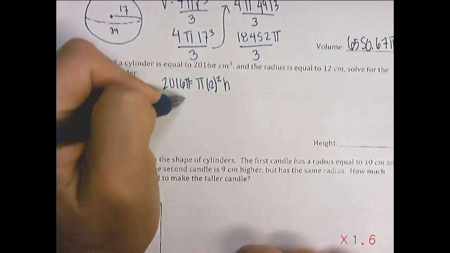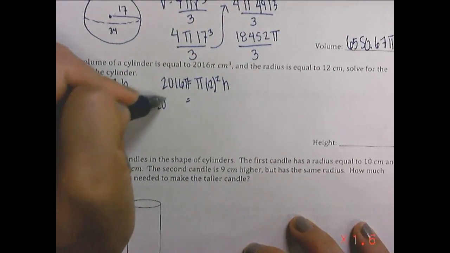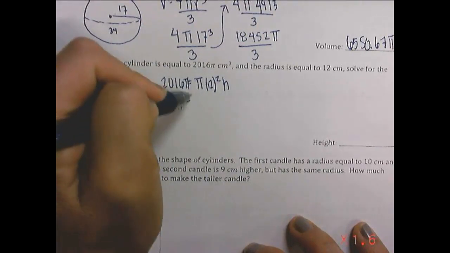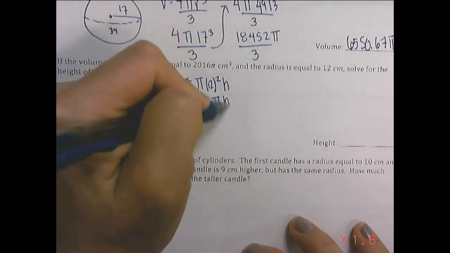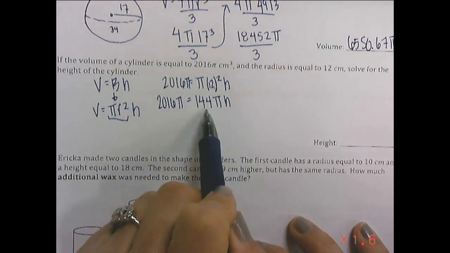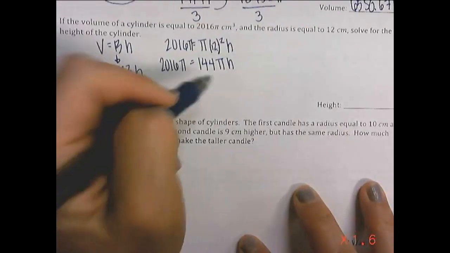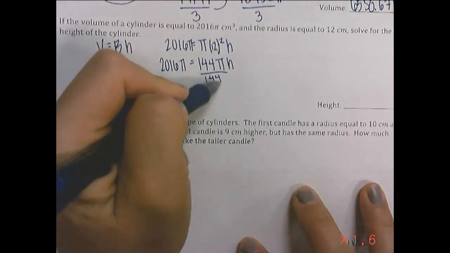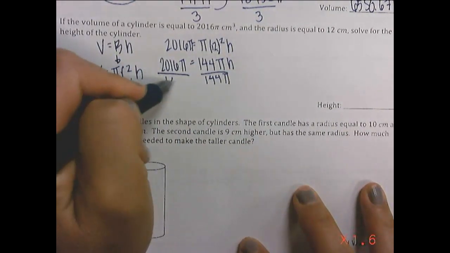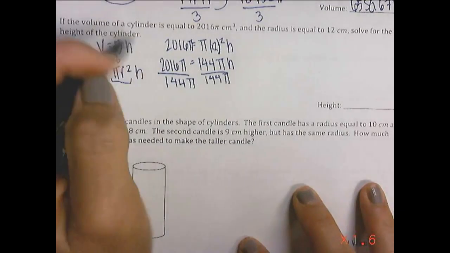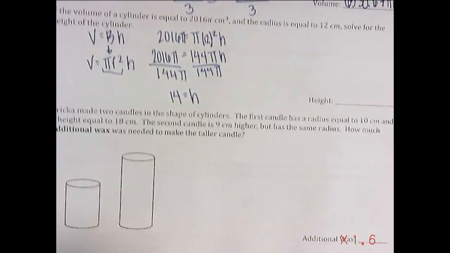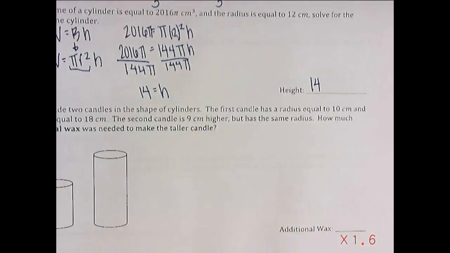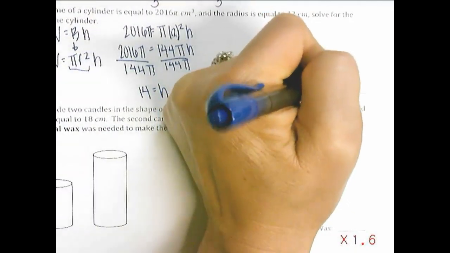All right, then I'm going to have 2,016 pi equals 144 pi times my height. I squared 12. That's where this 144 came from. Now I'm going to divide by 144 pi and divide by 144 pi, and I'm going to get 14 equals my height. So my height I get to write as 14 centimeters.